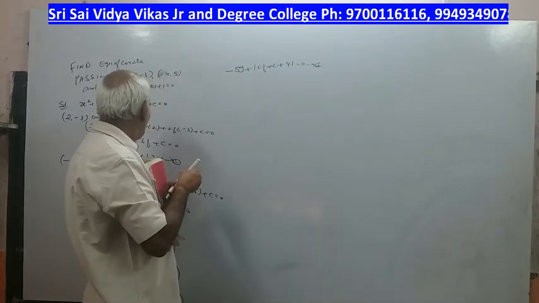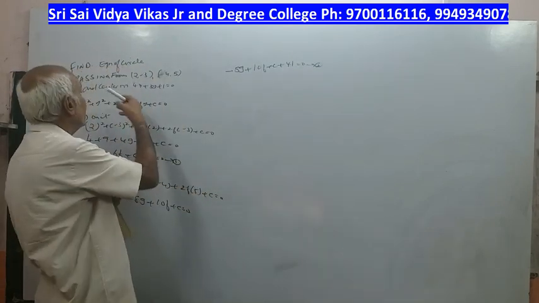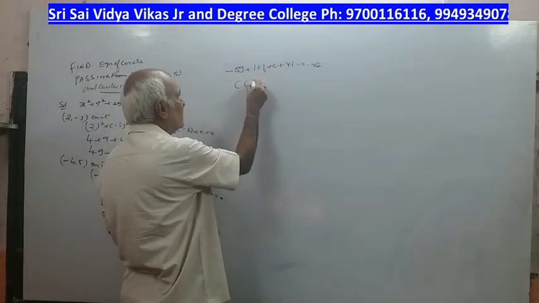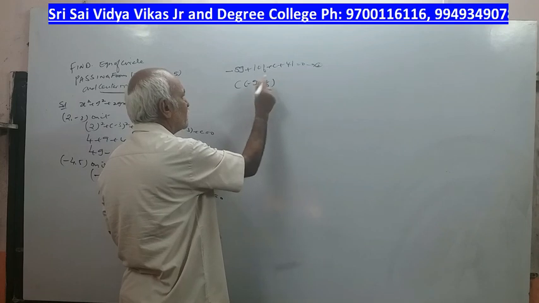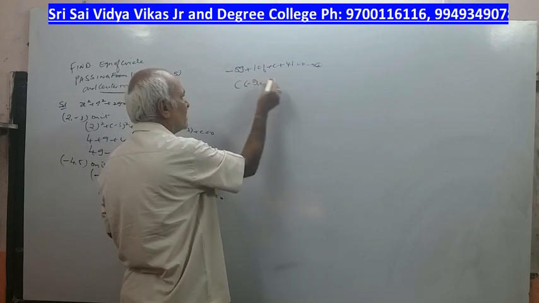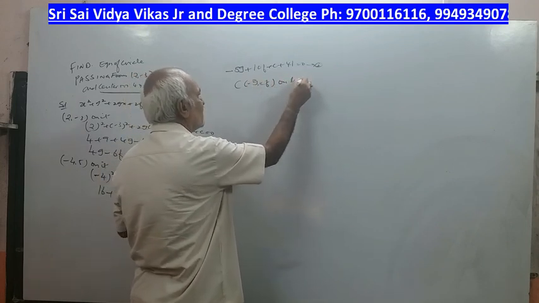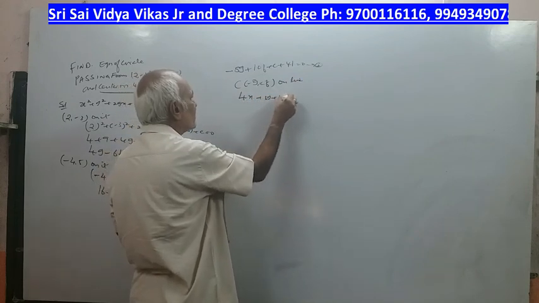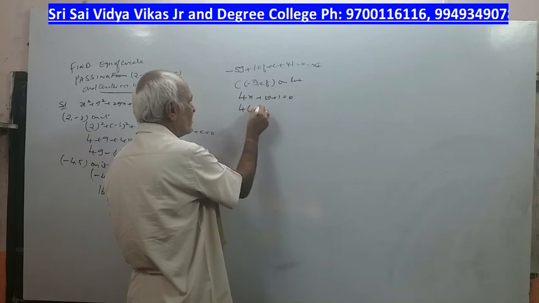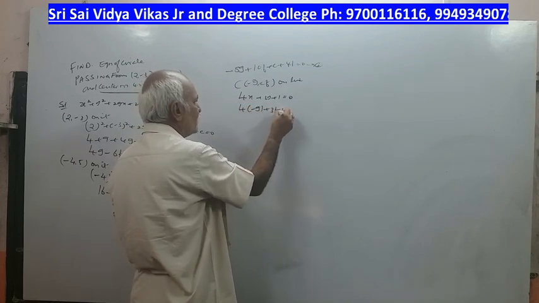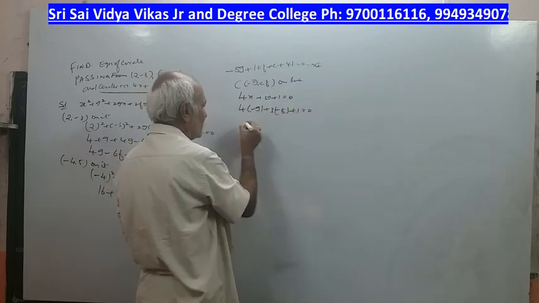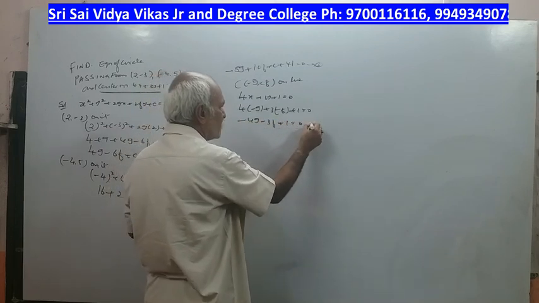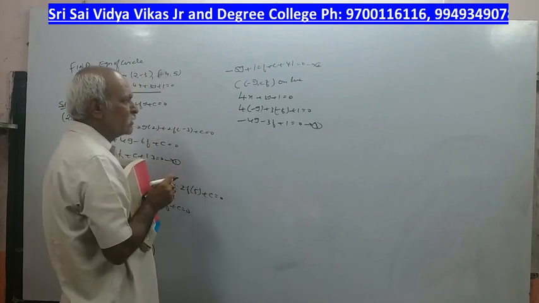Let us see what is the next one he has given. Center is on the line. Okay, center is what? Minus g comma minus f. What is the line? 4x plus 3y plus 1 is equal to 0. 4 into minus g plus 3 into minus f plus 1 is equal to 0. So minus 4g minus 3f plus 1 is equal to 0. Third equation. We got third equation.